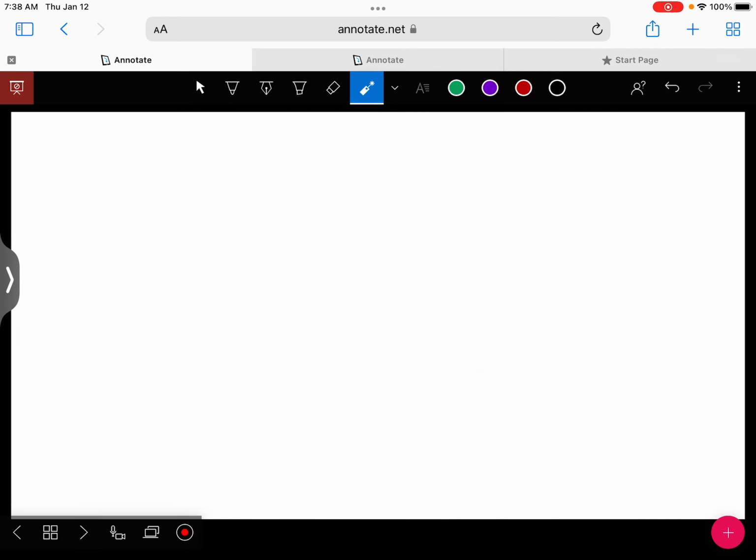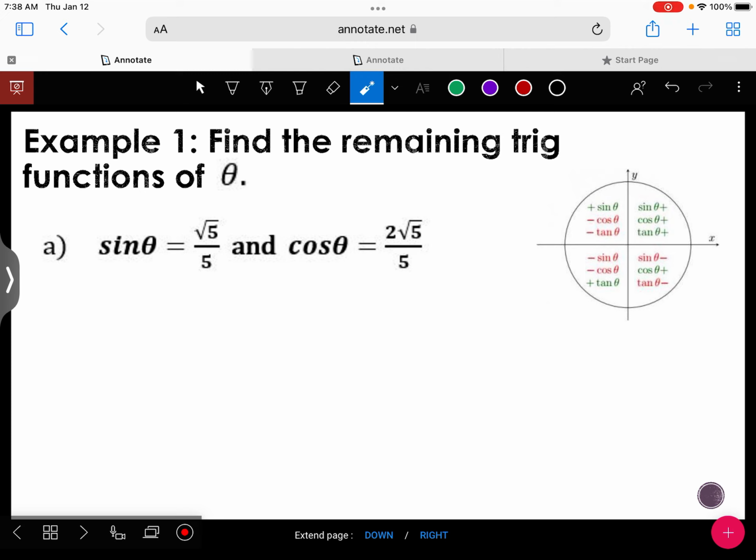Okay, go ahead and copy down example 1. So we have theta, and these are not angles on the unit circle. So we don't know what theta is. We don't know what the measure of the angle is. We know the sine and the cosine though.